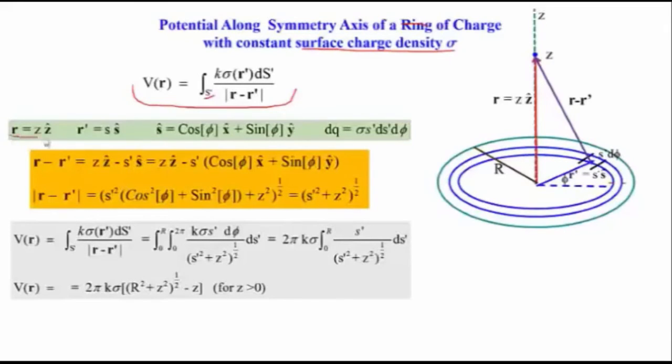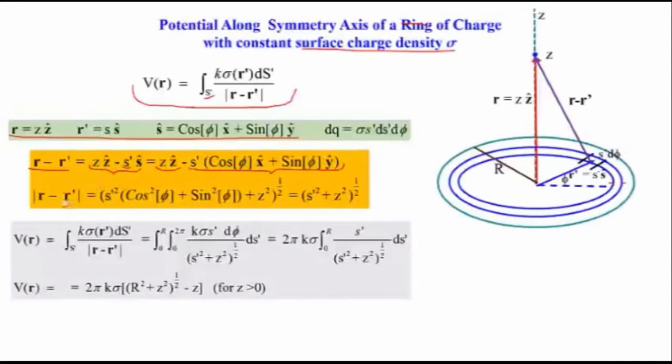All of this is the same. I haven't changed any of this from the previous problem. The only difference between the previous problem and this one is that instead of an r, we have an s prime, because this is going to vary. We're going to integrate over s prime from 0 out to capital R. But other than that, the equation will be very similar.